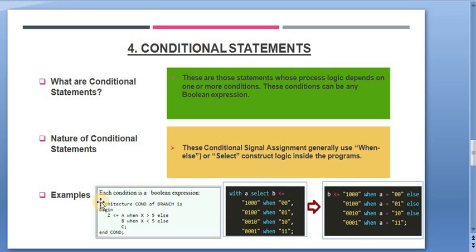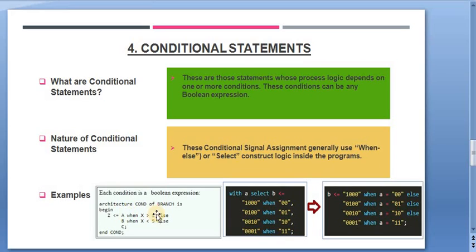As you see on the slide, an example of when-else logic is shown. Here the program is executed as per logic that z is equal to a when x is greater than 5, and z is equal to b when x is less than 5, and when x is equal to 5 then z is equal to c. In this way the when-else conditional logic is applied.